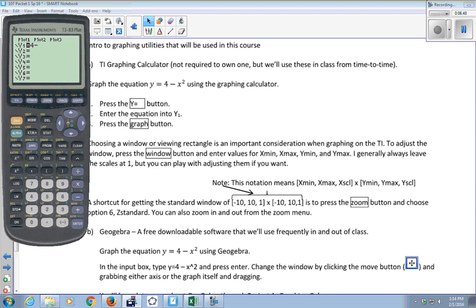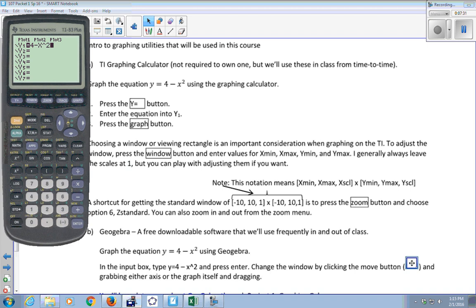Okay, so 4 minus x. X is the button next to alpha that says xt theta n. If you press that, it should give you an x. And for square, you can either use the little squared button that is on the left-hand column 5 up from the bottom, or you can use this little caret that's right above the division sign. That little caret you can use for any exponent. So that means raised to the, and then you put a 2. So x to the 2.